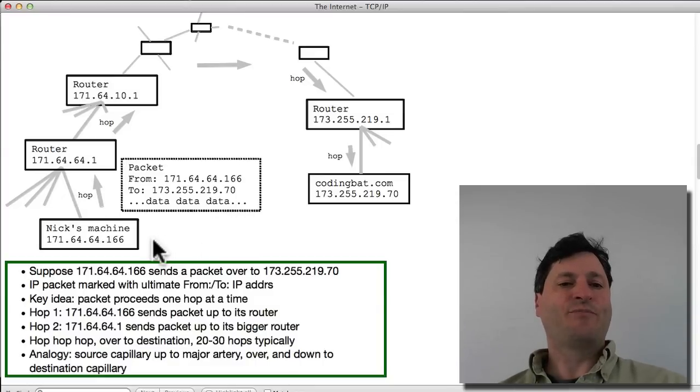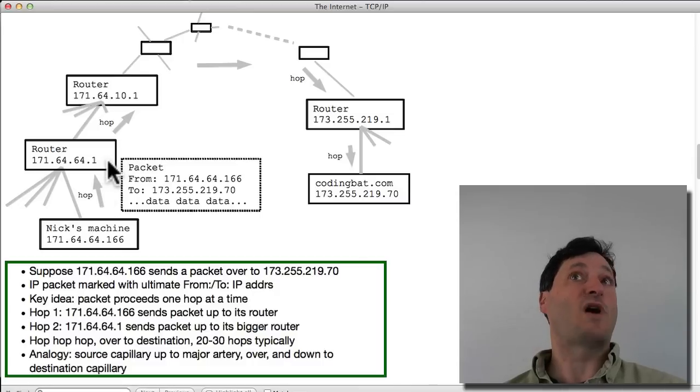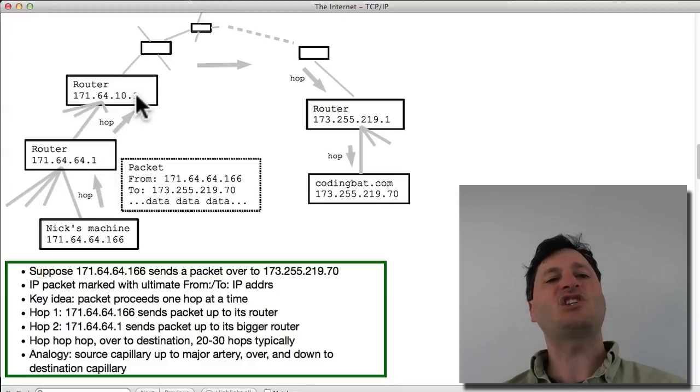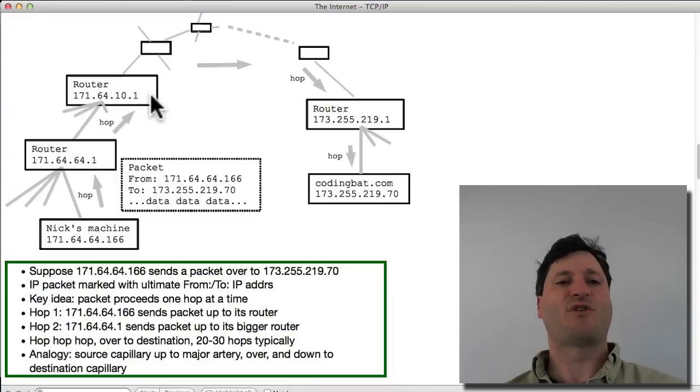So the way this is going to work is that my computer will make up this packet, and it'll send it one hop upstream to my computer's router, which we saw in the earlier diagram. Now this router is maybe fairly simple. It only has a few connections, and so it'll look at the packet and it just has to decide, which way do I send this to get it one step closer to its ultimate destination?